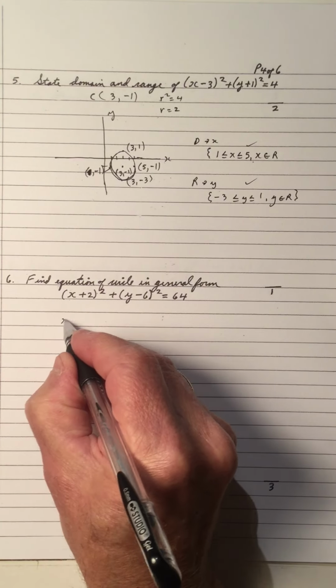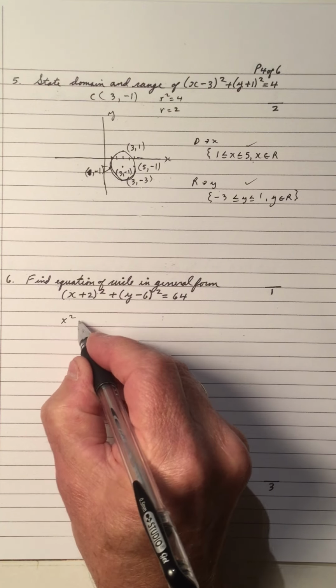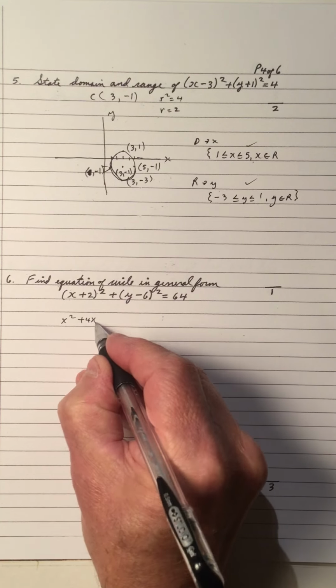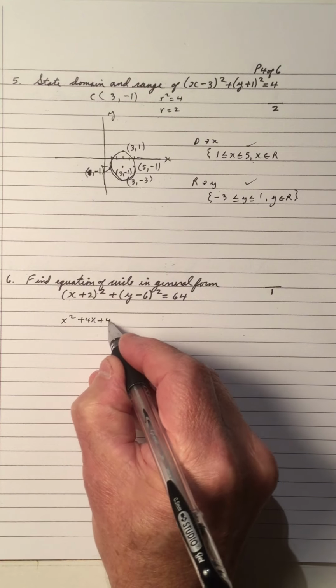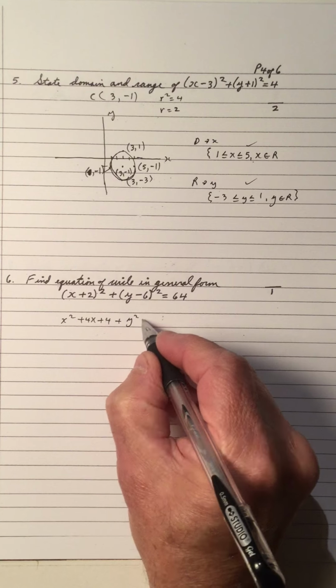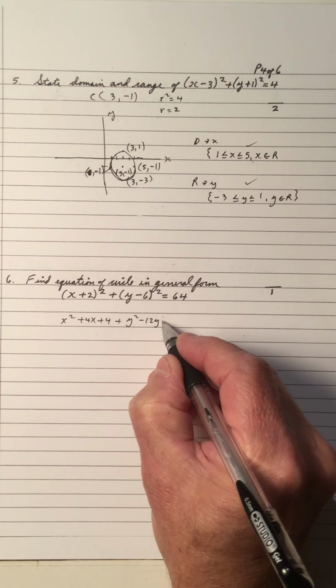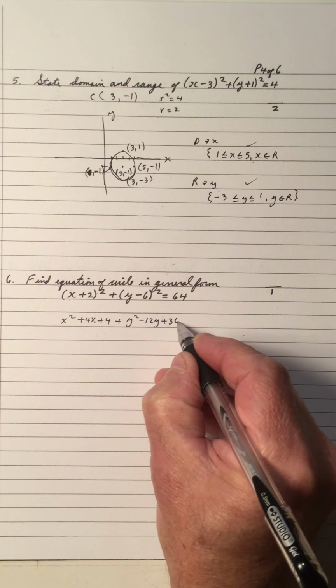Take the x and square it, I get x squared. Take the product of 2 and x, it's 2x, doubled is 4x. 2 squared is 4. y squared, doubled the product, negative 12y. Square root of 6.